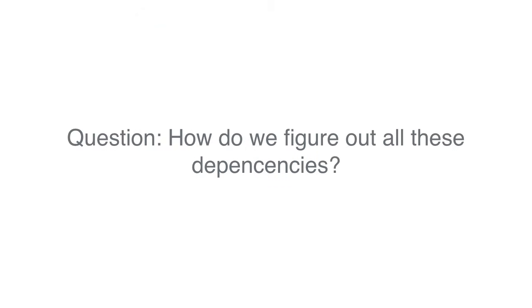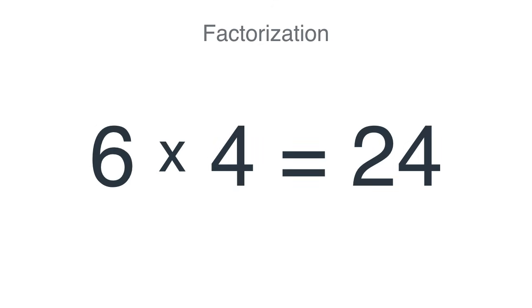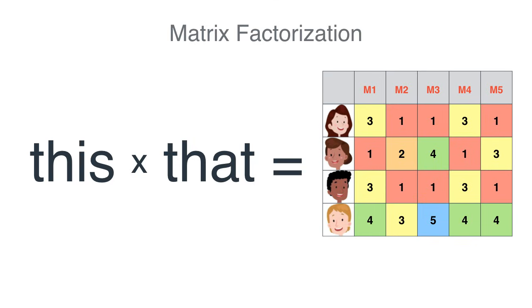So the question is, how do we figure out all these dependencies at the same time? And the answer is with matrix factorization. So why is it called matrix factorization? What is factorization? Let's remember some time in life where we saw something called factorization. Well, when I think of factorization, I think of something like this. 6 times 4 equals 24. So 24 is a big number, but we express it as a product of 2 small numbers, 6 and 4. So we managed to break down a big number as a product of 2 small ones. And that is matrix factorization.